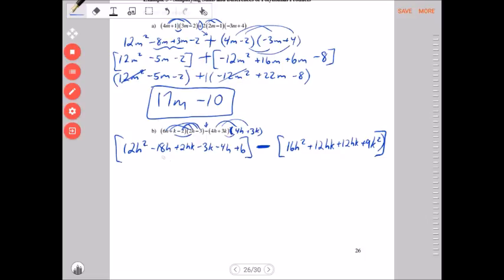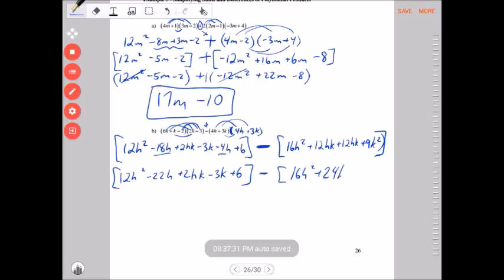Let's see. So we've got an 18h and a 4h. So those go together. So we have 12h squared minus 22h. Okay, we have a plus 2hk minus 3k. Okay, and then plus 6. That's all the simplifying we can do there. Subtract, so 16h squared plus 24hk plus 9k squared. That's all the simplifying we can do there.